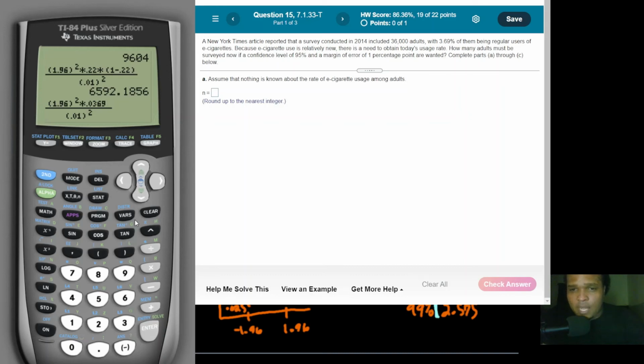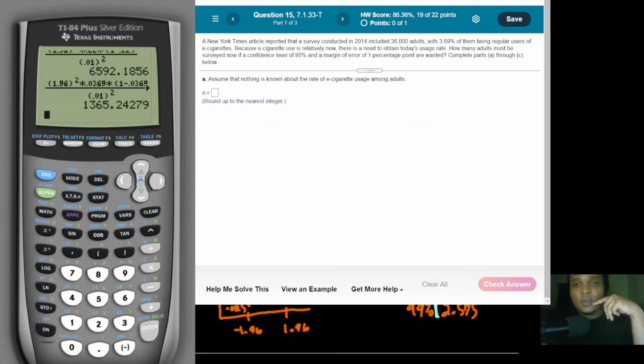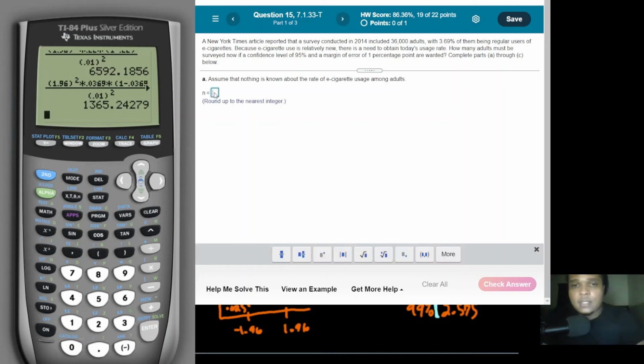All right, anyway, here's your p hat. You're going to multiply by your q hat. Make an open parentheses. Do 1 minus whatever your p is, 0.0369. Remember to close it up. It says 1 percentage point again, so that's going to be 0.01 squared. I think we're ready to roll. Hit enter. 1365. Now, I don't know if they wanted us to do this just yet, but we're going to find out. So 1365, we're going to go up to 1366.